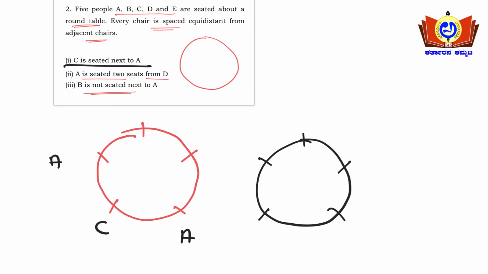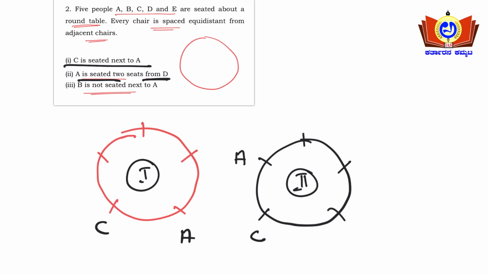A position I'll take here. So C is here and A is here. So this is the first case and this is the second case here. A is seated 2 seats from D. See friends, actually they haven't given any direction here. Okay, so both the cases I'll be taking here.